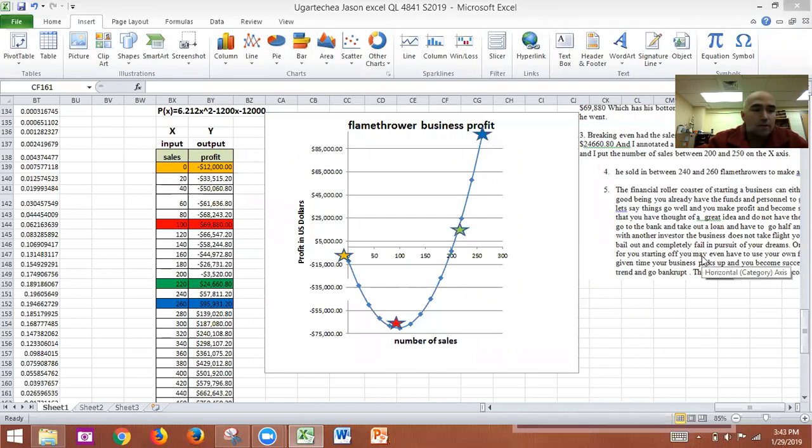Then you go in the negative and try to bail out, and you just completely fail in your pursuit of your dreams. One minute, things can be slow for you starting off and you may have to use your own funds to stay afloat. And in given time, your business picks up and you could become successful. And then you could lose trend or go bankrupt. That's my thoughts of the roller coaster.